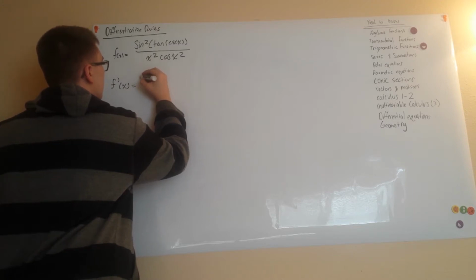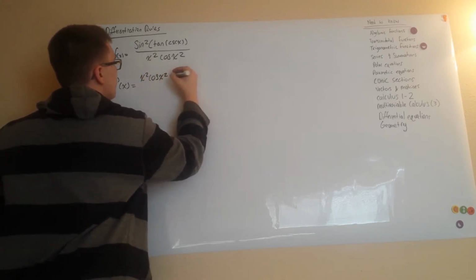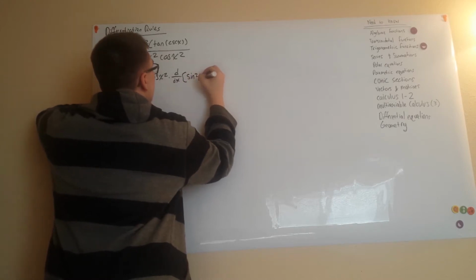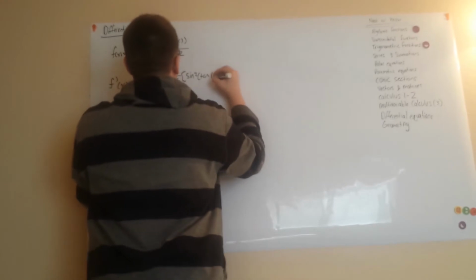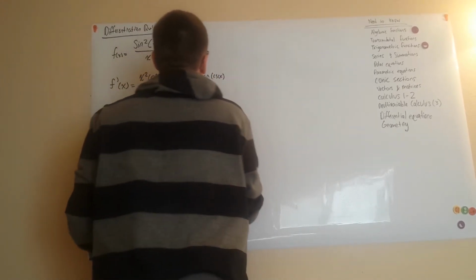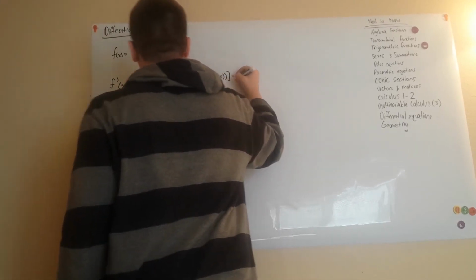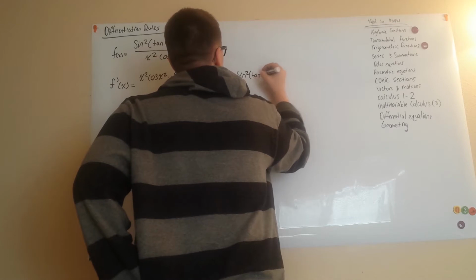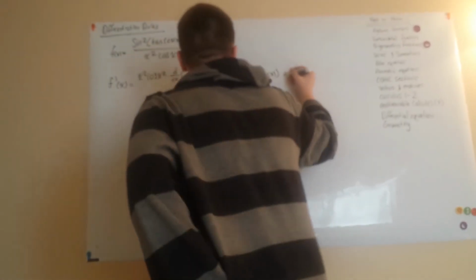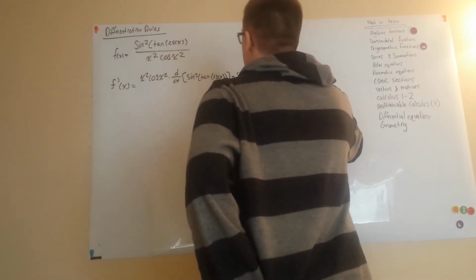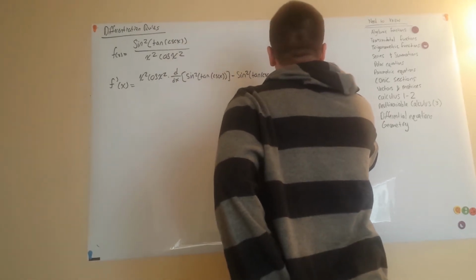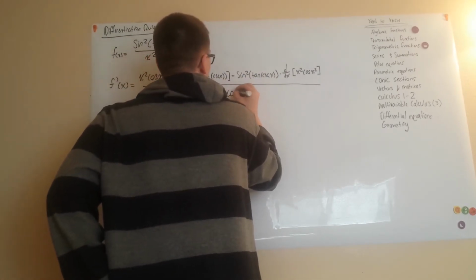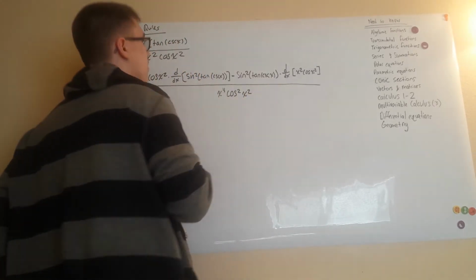So it's low times the derivative of the inside, minus high times the derivative of the inside, and then you square the bottom. And I'm kind of simplifying this. There you go.